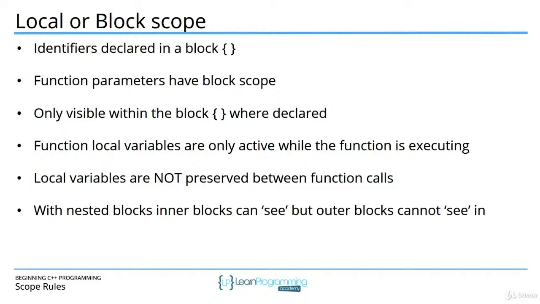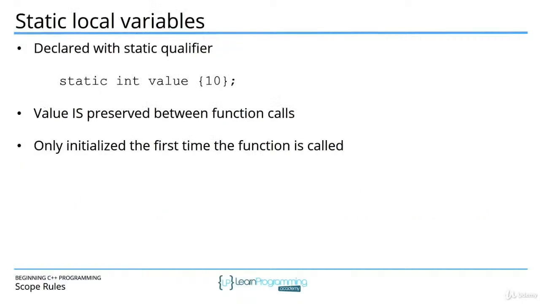If we have nested blocks, then statements in the inner blocks can see identifiers declared in the outer blocks, but outer blocks cannot see variables defined in the inner blocks. However, there is one type of variable whose value is preserved between function calls. This is a static local variable. It's a variable whose lifetime is the lifetime of the program, but it's only visible to the statements in the function body. These variables can come in very handy when you need to know a previous value in a function without having to pass it in all the time. Static local variables are only initialized once. If no initializer is provided, they're set to 0.